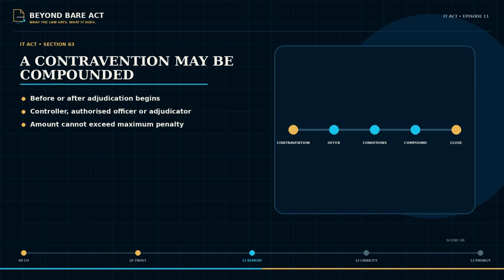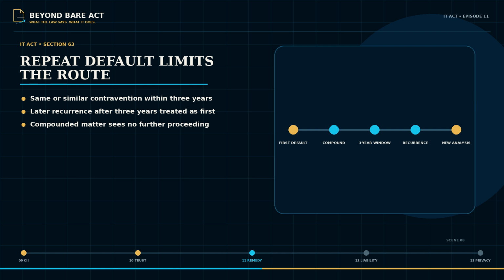Compounding is not a word for informal settlement of every cyber dispute. It is a statutory mechanism with authority, eligibility, conditions, and consequences. It should also be distinguished from compensation to an affected person. Depending on the provision and order, resolving the regulatory contravention may not answer every private contractual or civil issue.